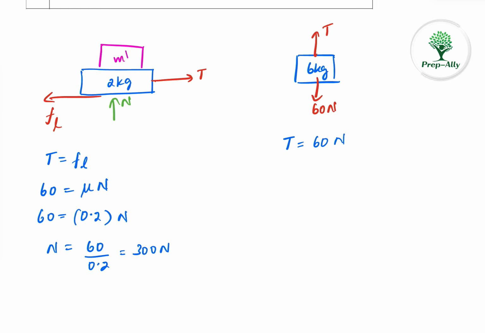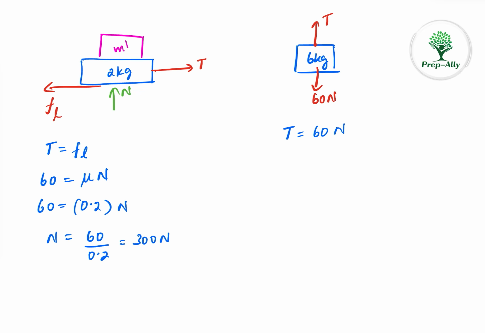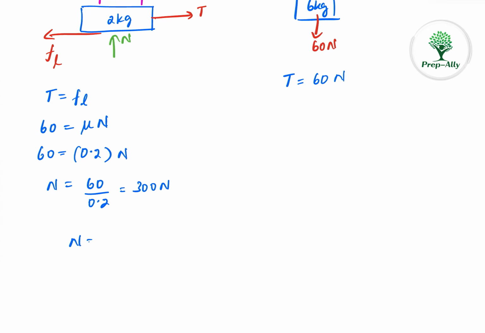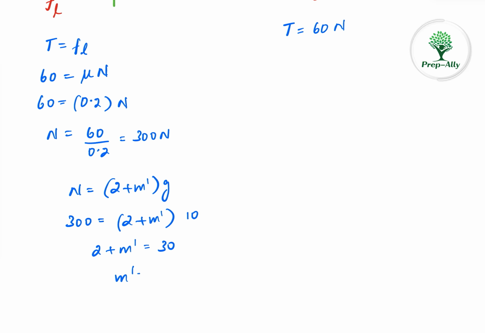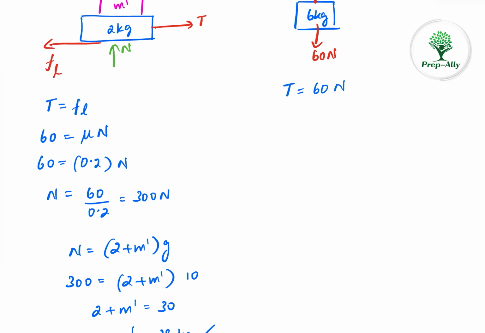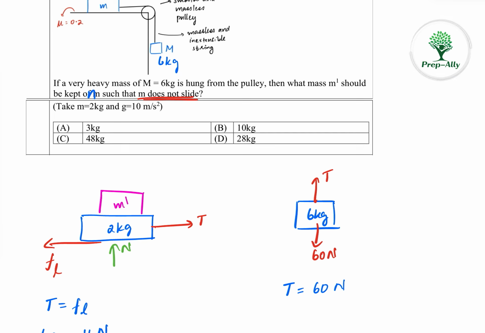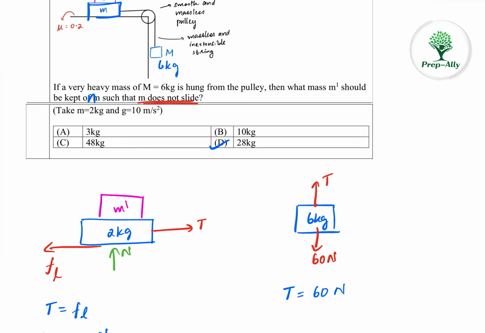So you see it is supporting two blocks of mass 2 kg and M dash. So we will get that normal reaction is exactly equal to 2 plus M dash into g. So 300 equal to 2 plus M dash into 10. So 2 plus M dash is 30. That makes M dash 28 kg. So only if you keep such a heavy mass of 28 kg on top of 2 kg block will we be able to prevent this M from sliding. Okay, that's how we solve this problem.